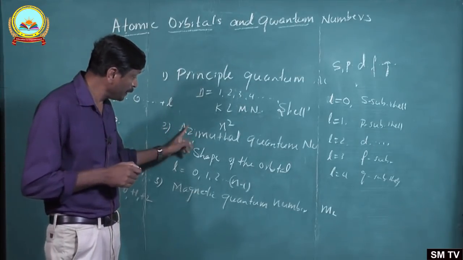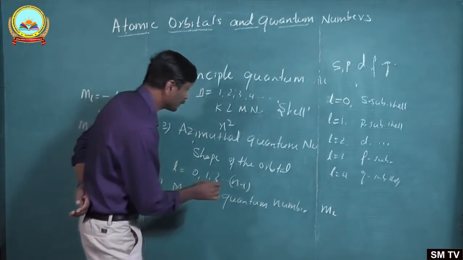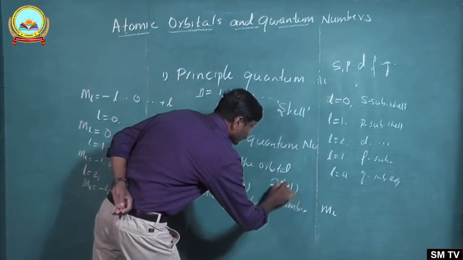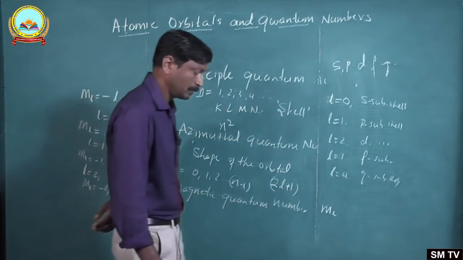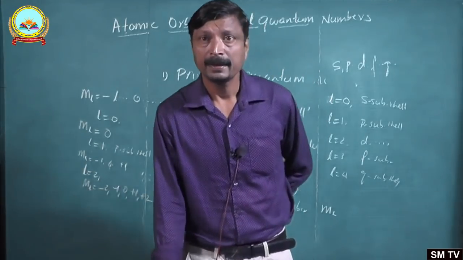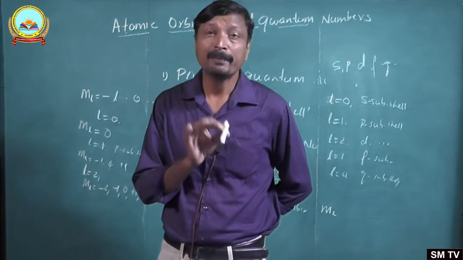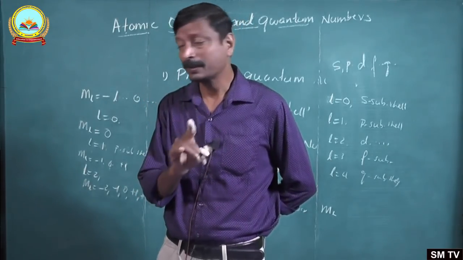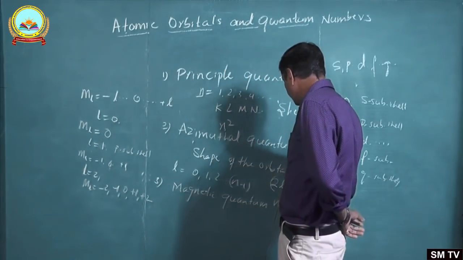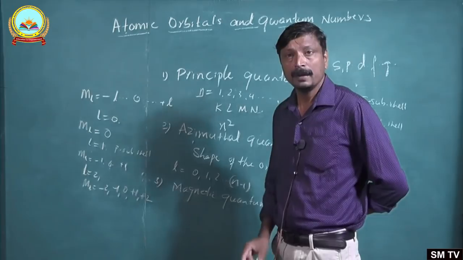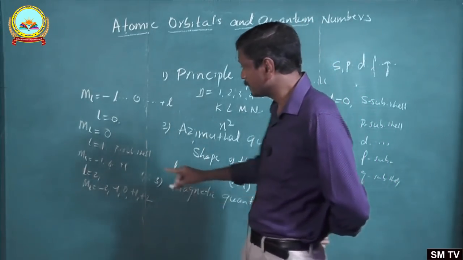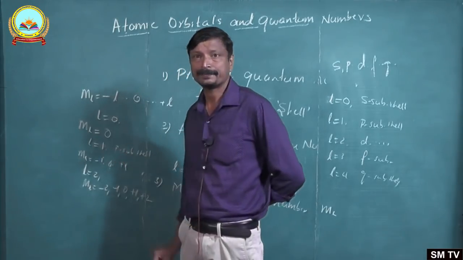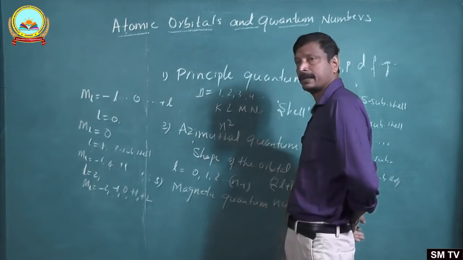Here, how many orbitals are possible in each azimuthal quantum number? 2l plus 1 orbitals. Suppose L is equal to 0, that is an S subshell. How many orbitals are present? Only 1. If L is equal to 1, that is a P subshell. How many orbitals are present? 1, 2, 3. 2 into 1 plus 1, 3.